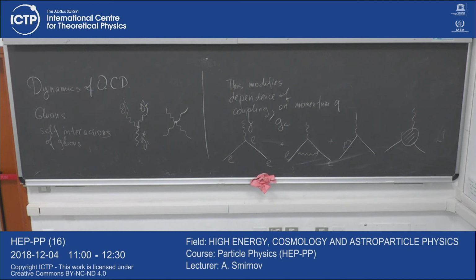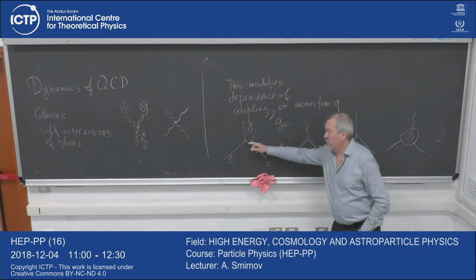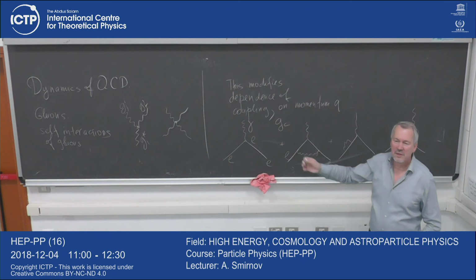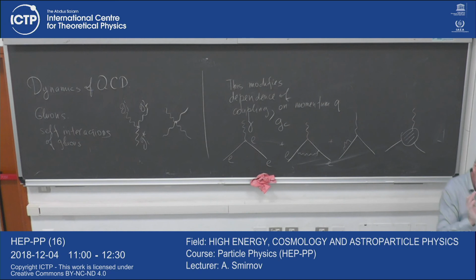And there are two important things. Of course, you will have some change of the coupling with respect to the bare coupling you introduced in your initial Lagrangian. So not only this, you have divergences you need to take into account, you need to have a normalization, all these things.